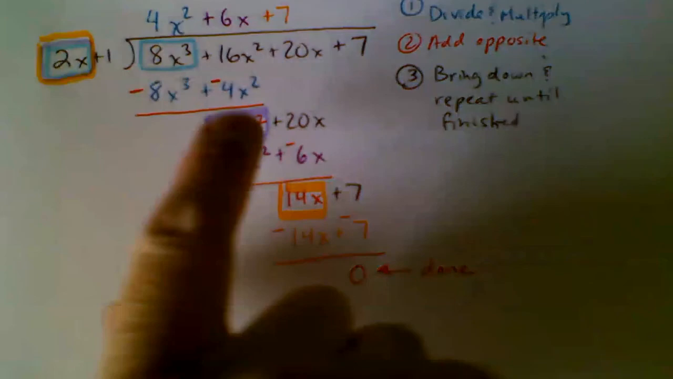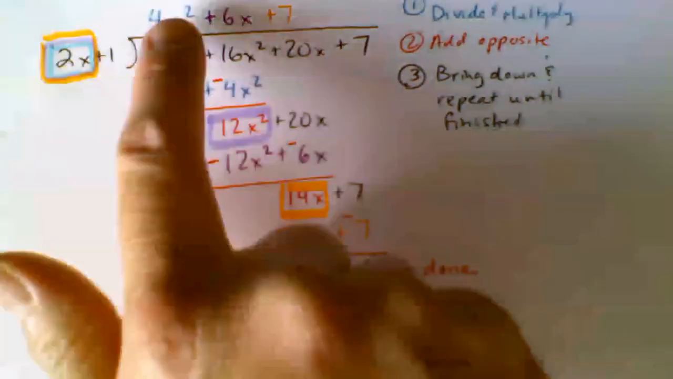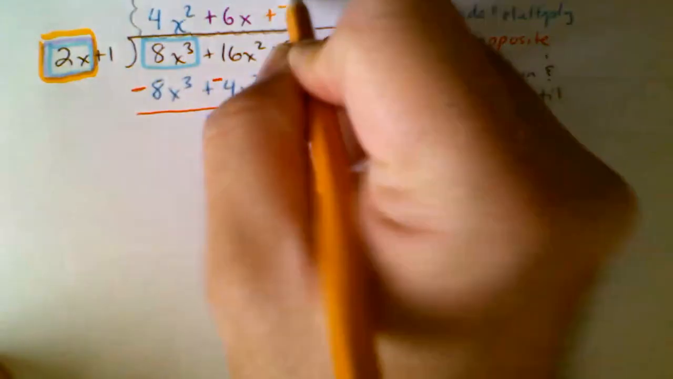And so this divided by this is 4x squared plus 6x plus 7.